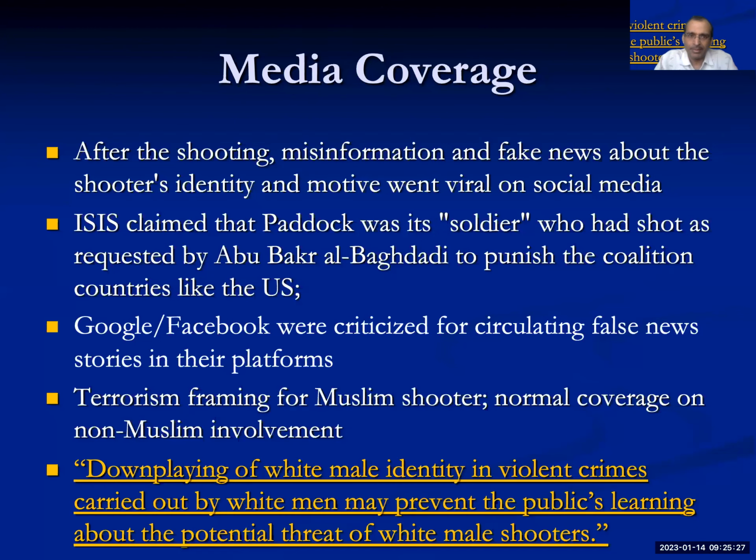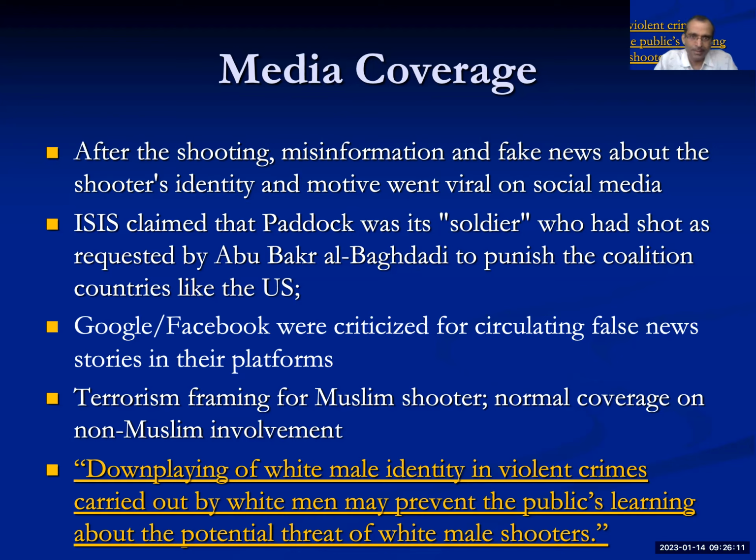However, what happened to the American media now? Immediately after the shooting, there was a series of misinformation and fake news about the shooter's identity and motives, because there were some reports calling there are some links to IS or some Muslim extremists. At the same time, IS also claimed that Paddock was its soldier who had shot as requested by Abu Bakr al-Baghdadi to punish the coalition countries like the USA.